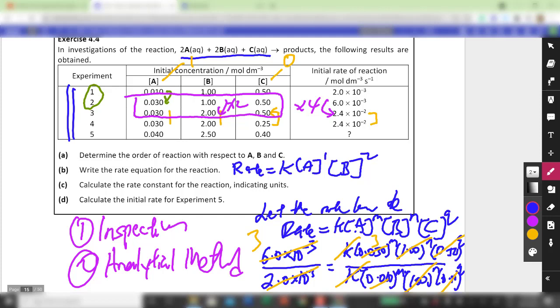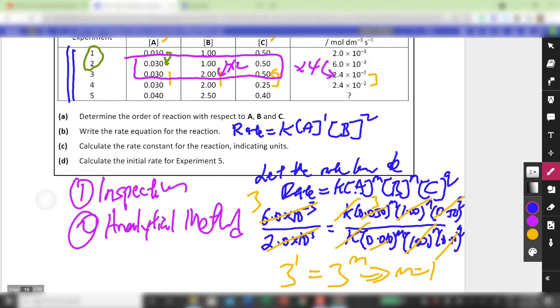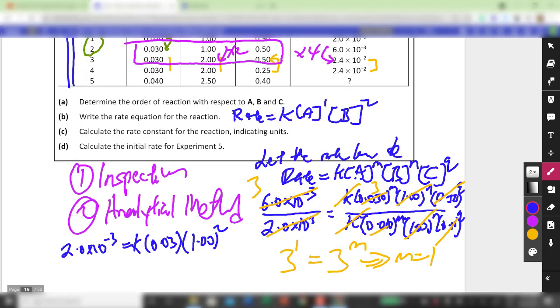Okay, so basically you choose any reaction you want. Most people will choose the first reaction because it's the easiest. So I'll just write it here. So that's 2.0 times 10 to the power minus 3, and then equals to rate constant k, and then 0.03 to the power 1, and then 1.00 to the power of 2. Okay, and then I solve for this. I will get the rate constant k to be 0.200.